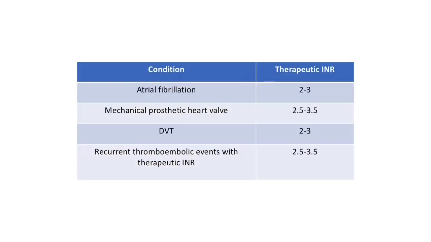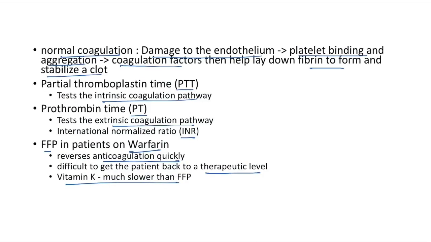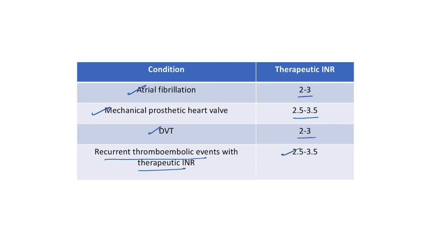Now let us see about therapeutic INR in various conditions. For atrial fibrillation, the therapeutic INR is between 2 to 3. For mechanical prosthetic heart valve, the therapeutic INR is between 2.5 to 3.5. For deep venous thrombosis, the therapeutic INR is between 2 to 3. If there is a recent thromboembolic event with therapeutic INR, the therapeutic INR changes to 2.5 to 3.5.